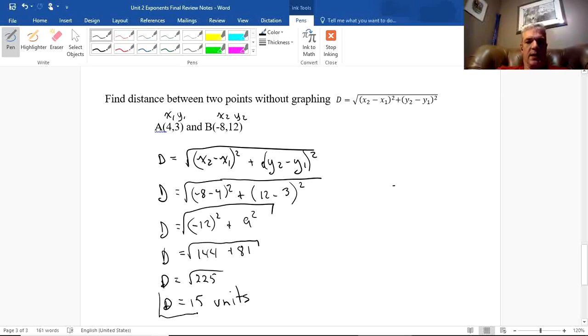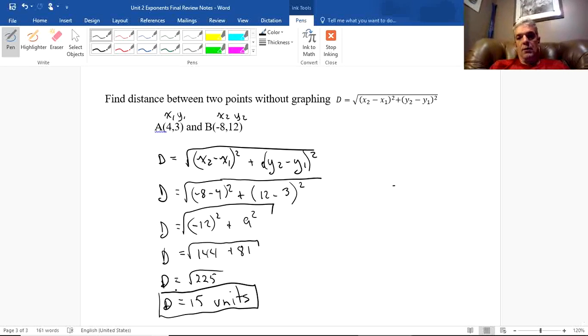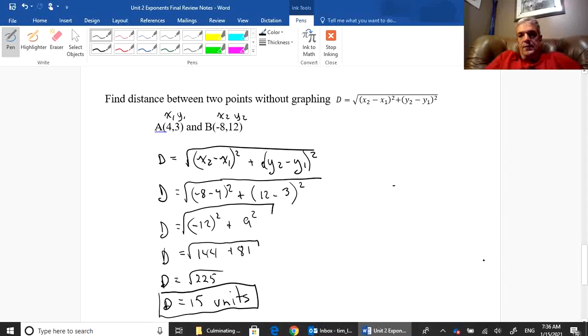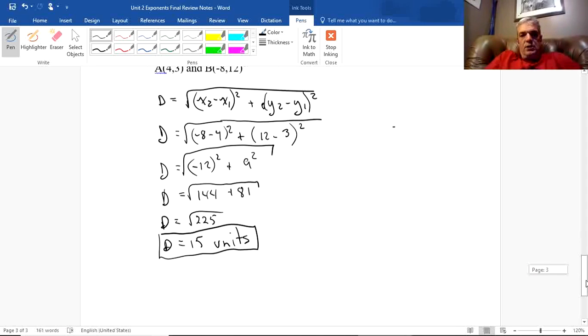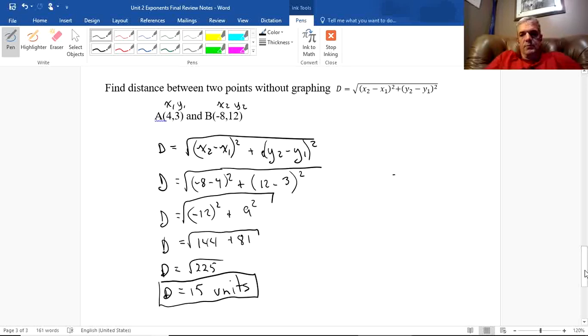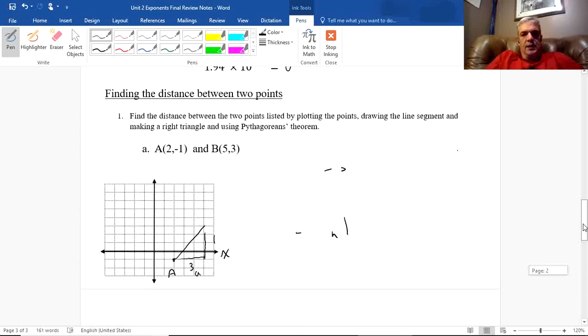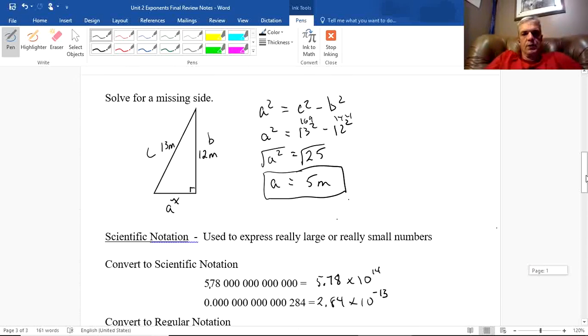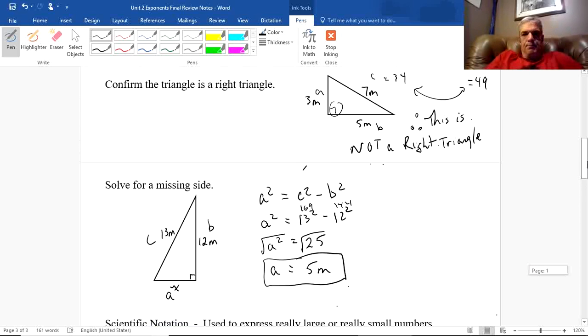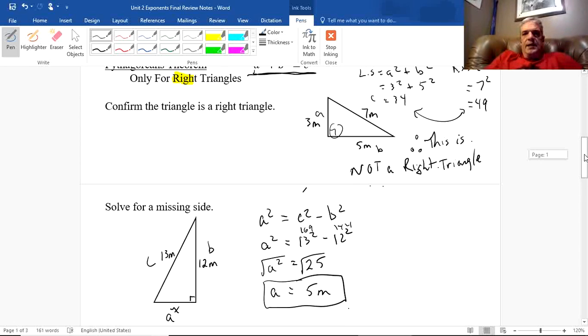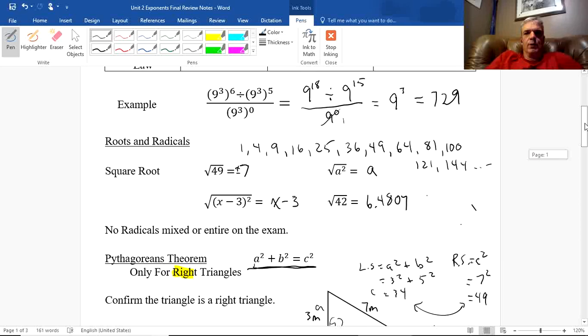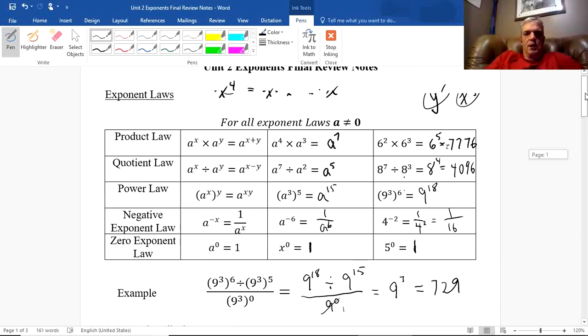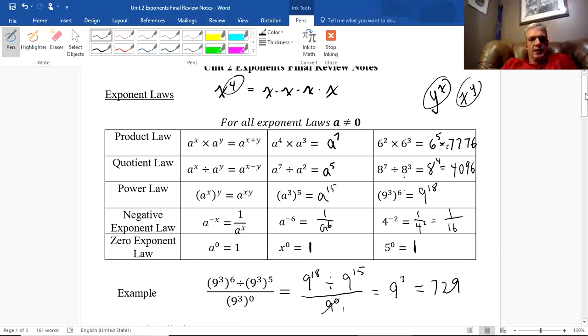Okay, again, it's not really a word problem, so you don't have to write a therefore statement. So that's it. All right, and that was the entire unit of exponents. We basically covered topics like distance between 2 points, scientific notation, Pythagoreans, and square root, and then of course the exponent laws. And that sums it up.